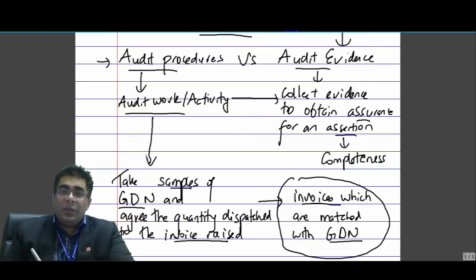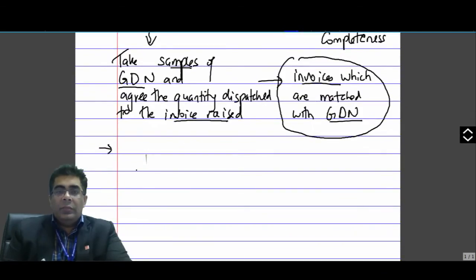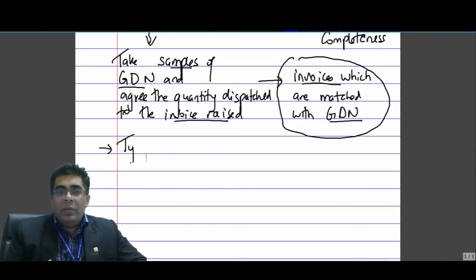So you need to read the question carefully. Number 2, what are the types of audit procedures? Types of audit procedures, or basically the audit work. We have learned this before, the types of audit procedures.